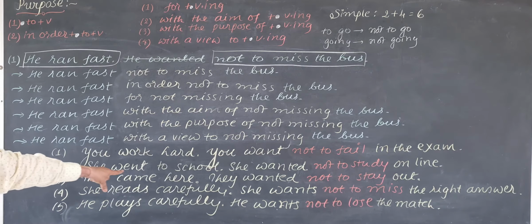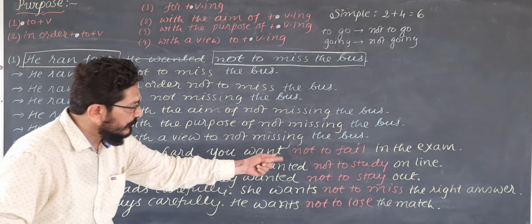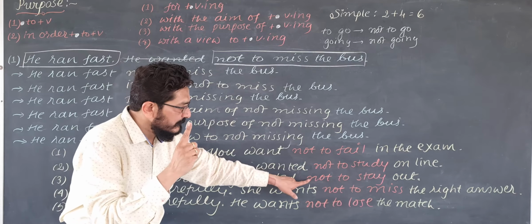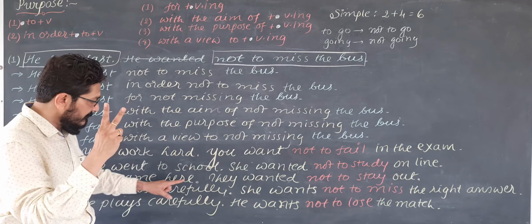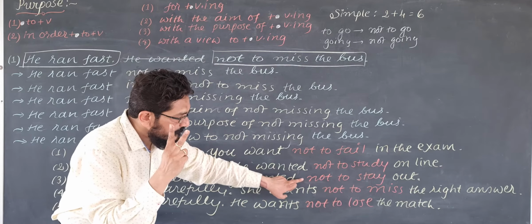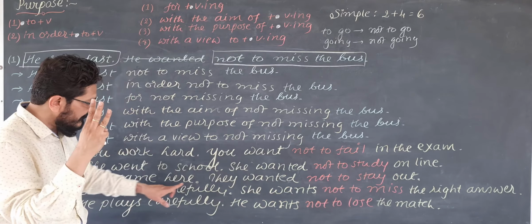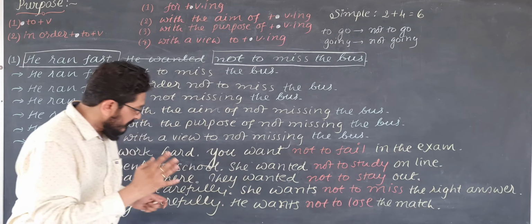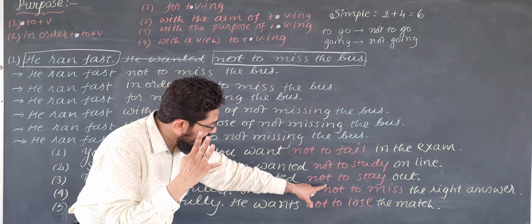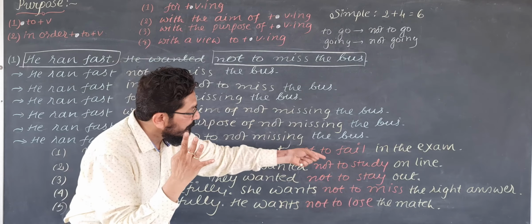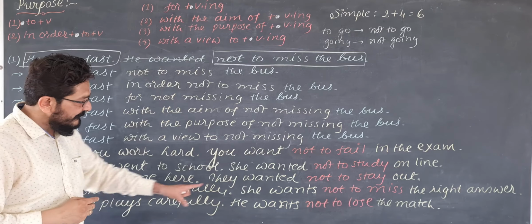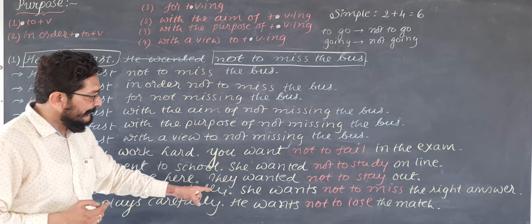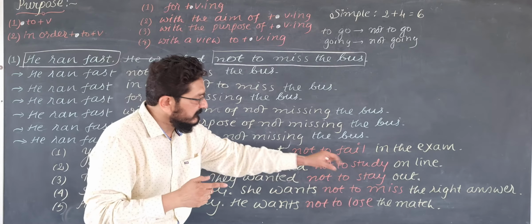Third one is they came here, they wanted not to stay out. They came here not to stay out. They came here in order not to stay out. They came here for not staying out. They came here with the aim of not staying out. They came here with the purpose of not staying out. They came here with a view to not staying out.